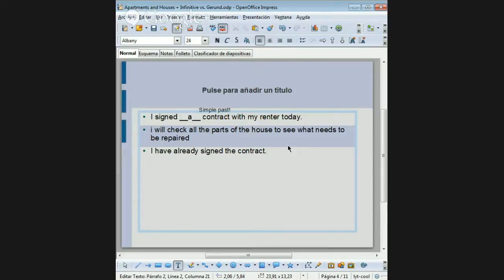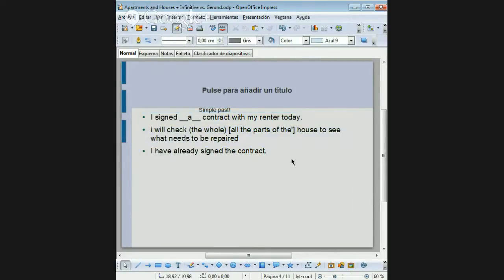Maybe you could also say, I'll check the whole house to see what needs to be repaired. So instead, you could say either all the parts of the house or the whole house. One of the two, and they both work just as well. Really good work. It doesn't look like we've got anybody else writing any sentences.